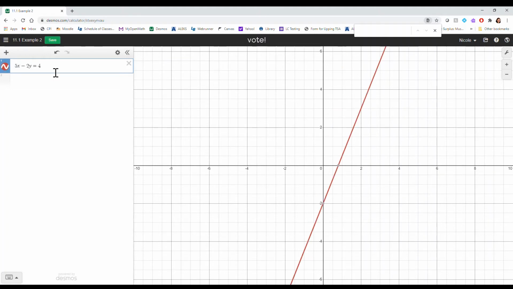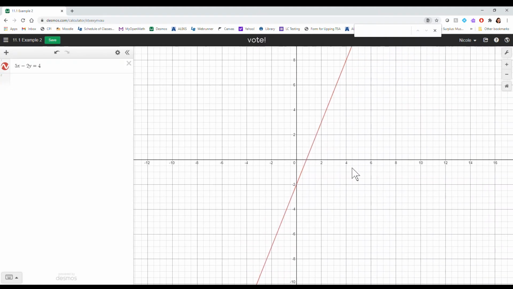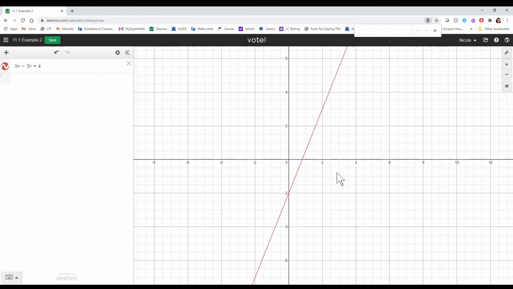And here's one thing that I love about Desmos. In graphing calculators, you have to solve it for y equals. In Desmos, you can just put it in standard form. And let's do 10x minus 4y equals negative 7. And there is that one.